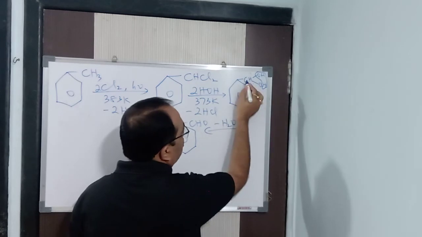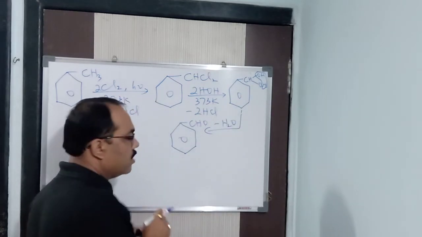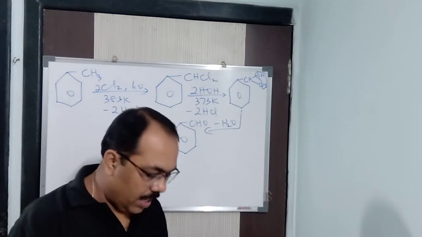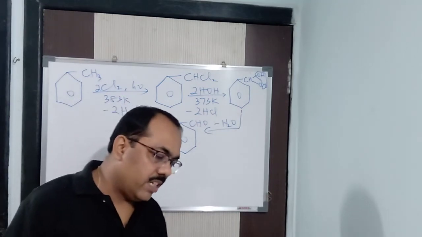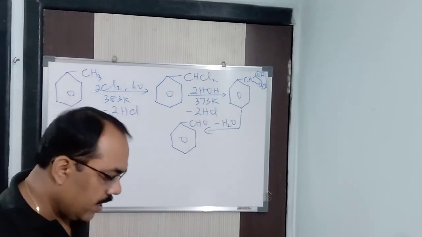So I have written here. So what is remaining here? CHO. So benzaldehyde remains here. So by this also we can directly do the reactions. Alright, reactions can be done by the side chain. Okay, it can be done.